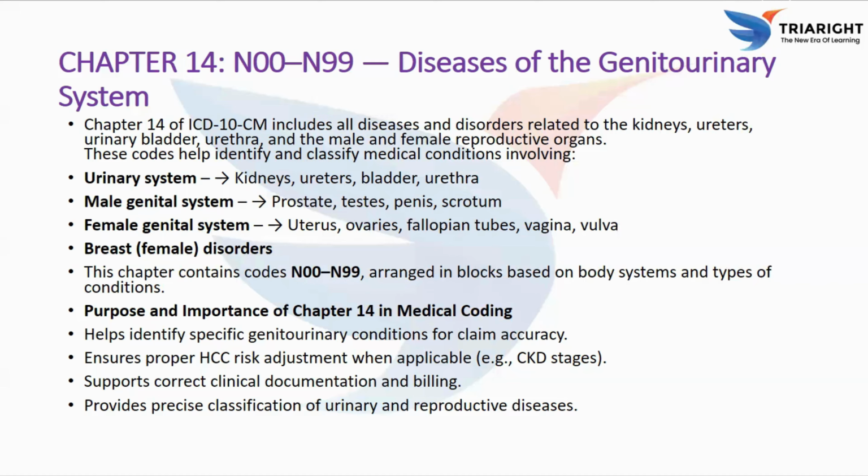So what is a simple example? If a patient has chronic kidney disease stage 3, the coder will use ICD-10 code N18.3. If a patient has UTI, the coder will use ICD-10 code N39.0. So chapter 14 helps healthcare professionals to identify urinary and reproductive diseases, to select correct ICD-10-CM codes, to improve documentation, and also to ensure accurate billing and reimbursement.